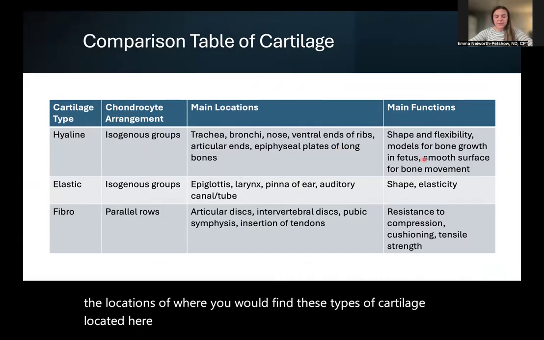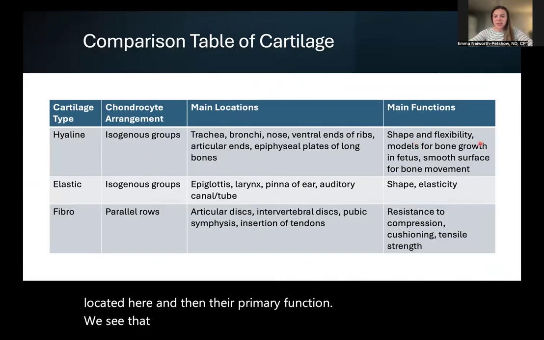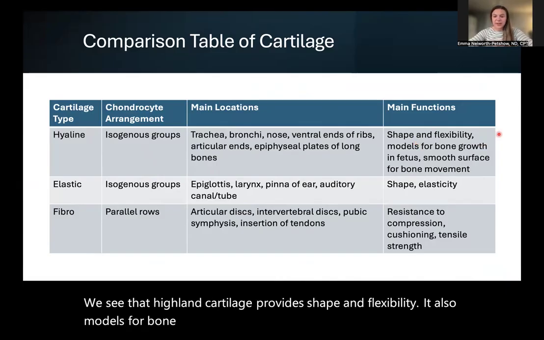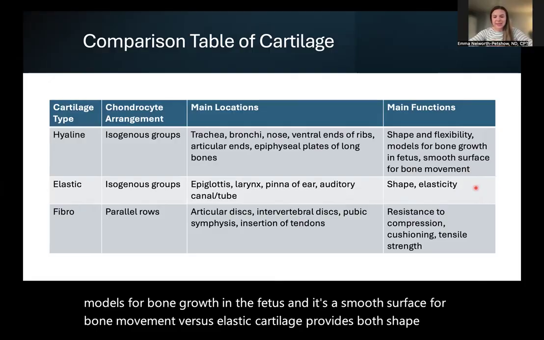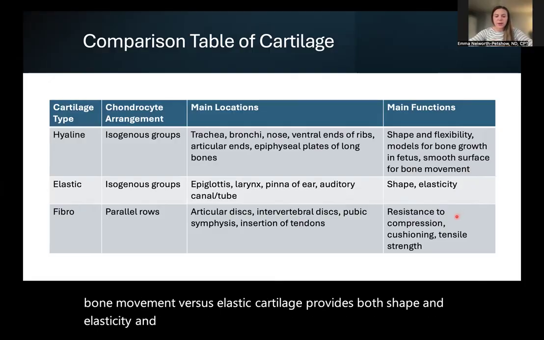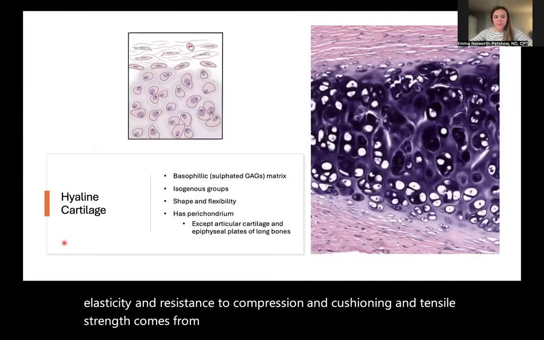and then their primary function. We see that hyaline cartilage provides shape and flexibility. It also models for bone growth in the fetus, and it's a smooth surface for bone movement. Versus elastic cartilage provides both shape and elasticity. And resistance to compression, cushioning, and tensile strength comes from fibrocartilage.